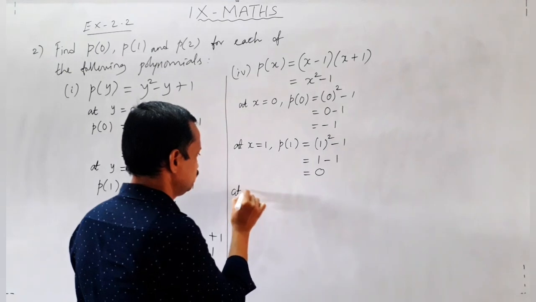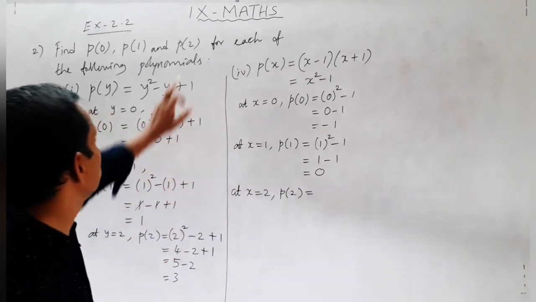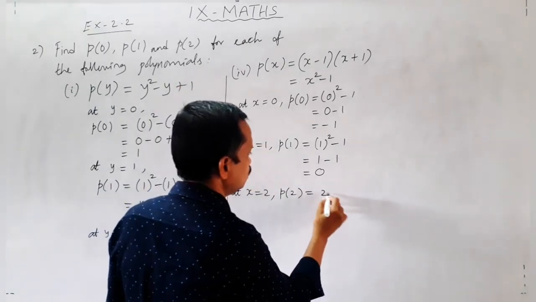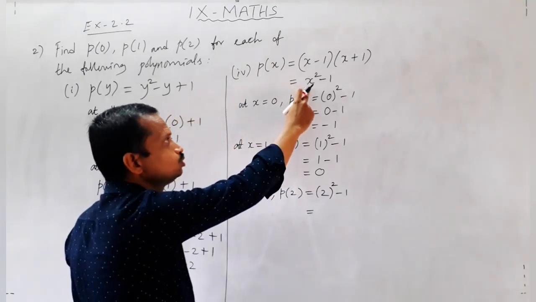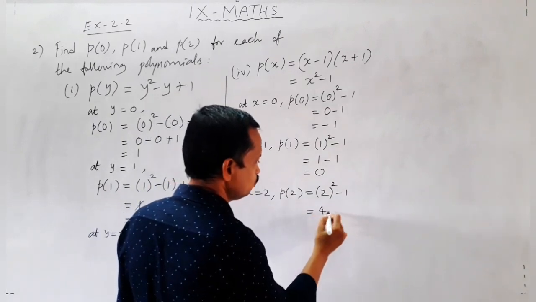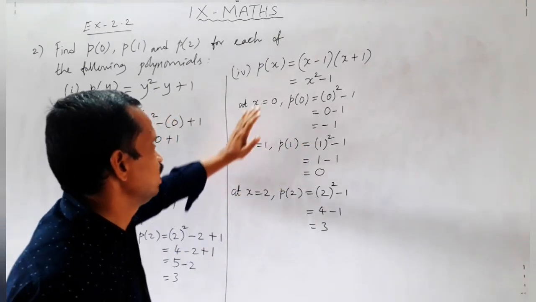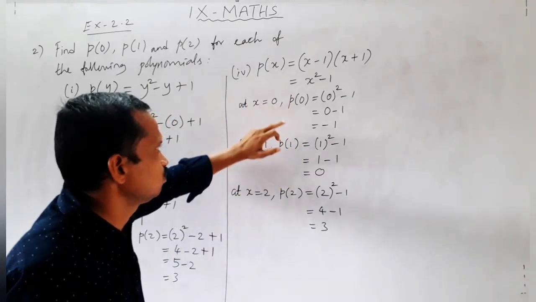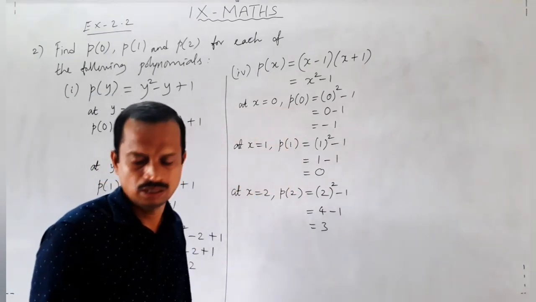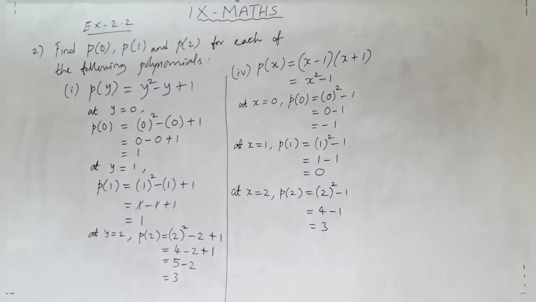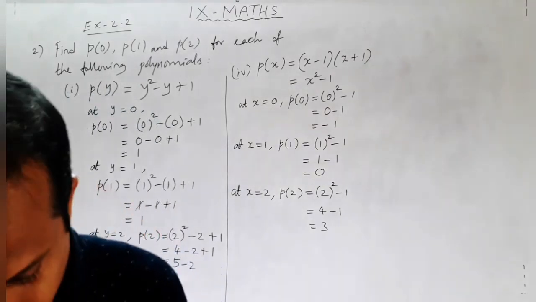And then next at x equal to 2, p of 2 is equal to, what happens? 2 square minus 1. For x put 2, so 2 square minus 1. So 2 into 2, 4 minus 1, it is nothing but 3. So now we have found the value of the polynomial p of x for 0, 1, 2. So p of 0, p of 1, p of 2, we have found it. Clear? So the remaining two options you take as homework. And coming to the next sum, question number 3. See what is given there? Just read out.